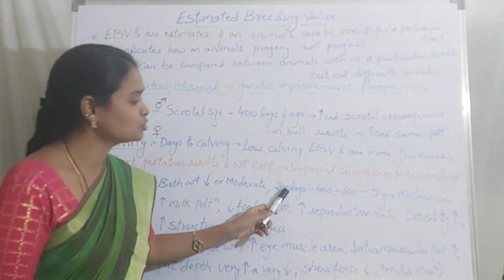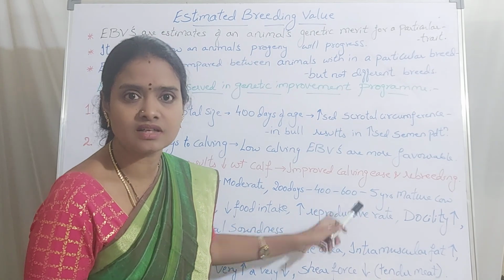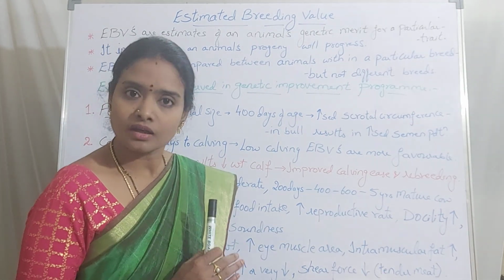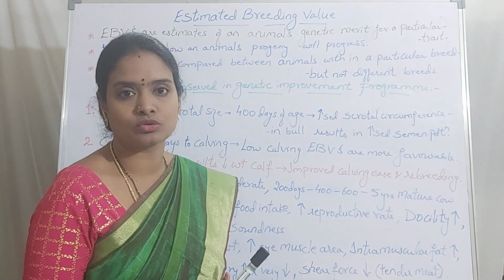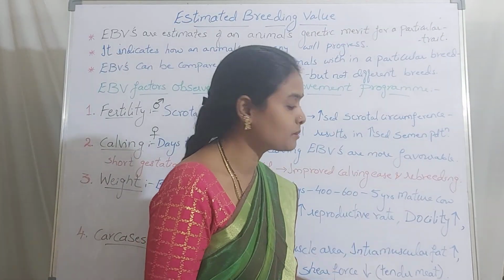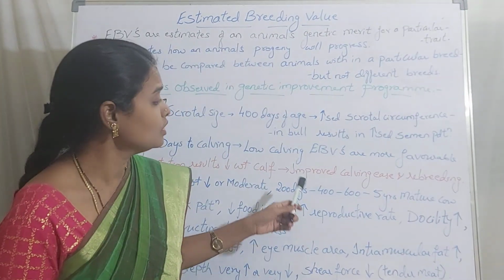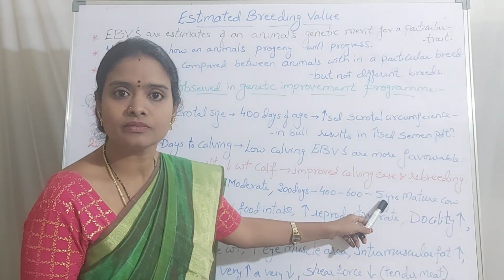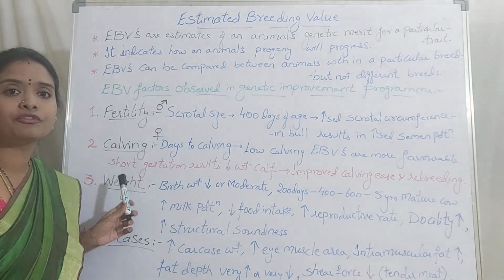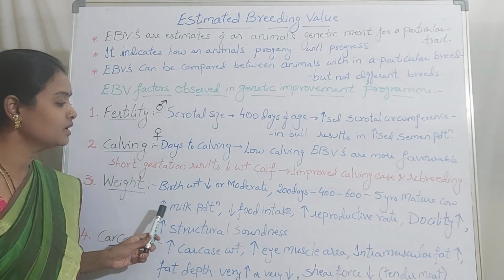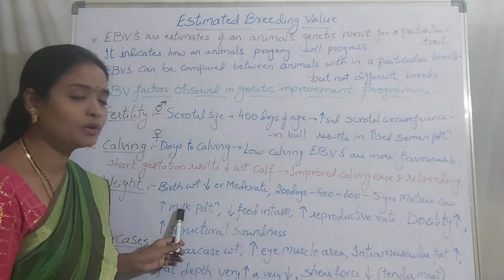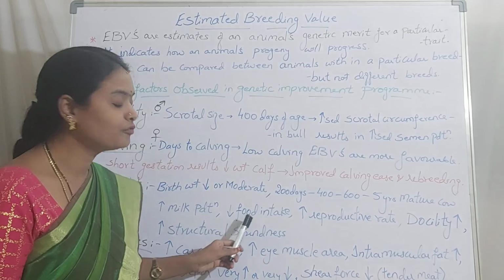Then after 200 days, 400 days, 600 days, you are going to check the weight, where it should have high, increased growth. Then at 5 years of age, you call it a mature cow, where it has to reach the maximum weight. Then apart from the weight, you are going to check for increased milk production. The cow has to produce more milk on low food intake.